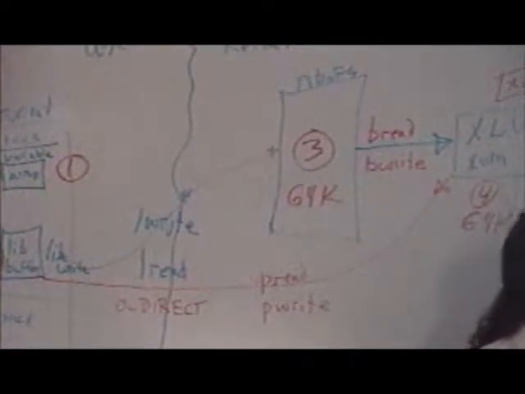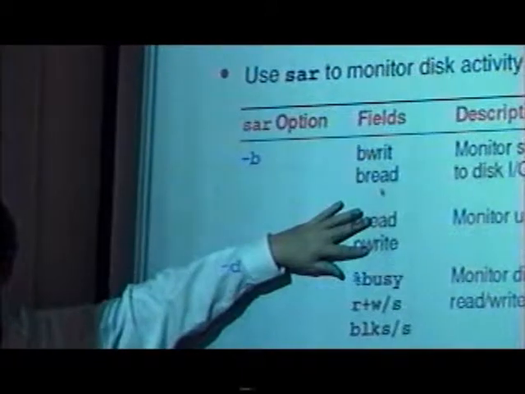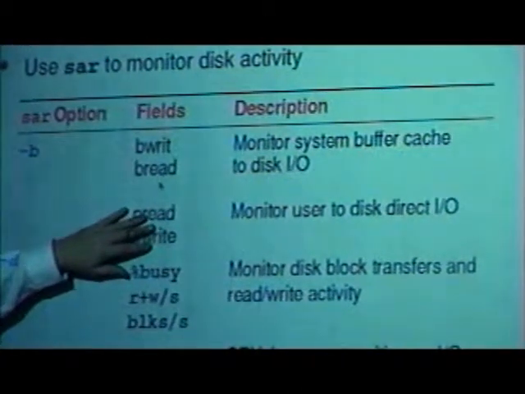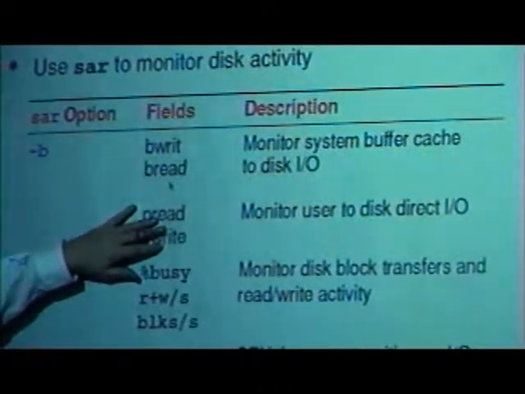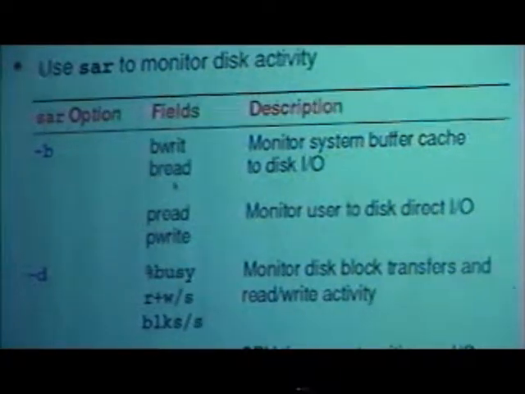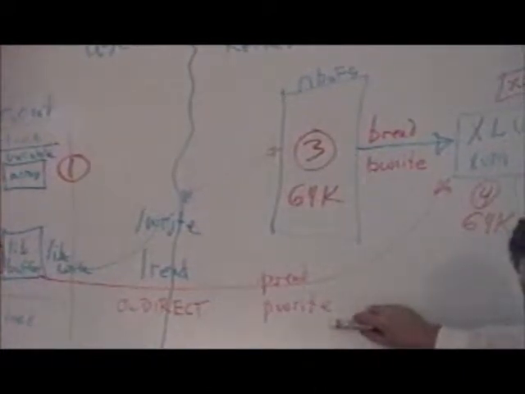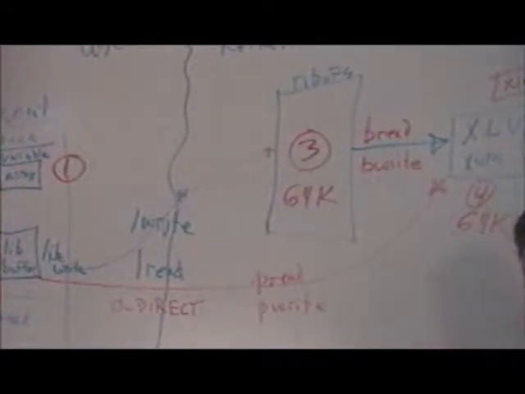So this SAR-B is telling me what's being presented to the disks from the kernel and what's being presented to the disks from the users. For example, file system backups are going to do P reads and P writes. XFS dump, XFS restore. We have to do physical I/O. Okay. So L reads and L writes are what are being presented to the kernel. B reads, B writes, P reads, and P writes are what the kernel is doing with it. Most of our I/O is going through cache and showing up as B reads and B writes.